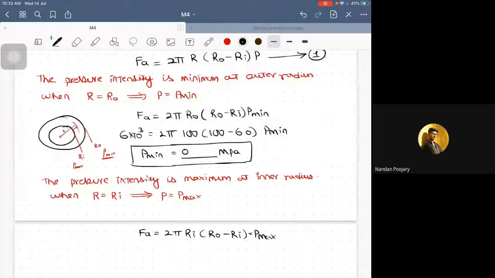0.2387. Now, similarly, pressure intensity is maximum at the inner. I have told you the clutching action happens from inner to outer. That is how the clutching action happens. Always remember that. Okay. It is maximum.